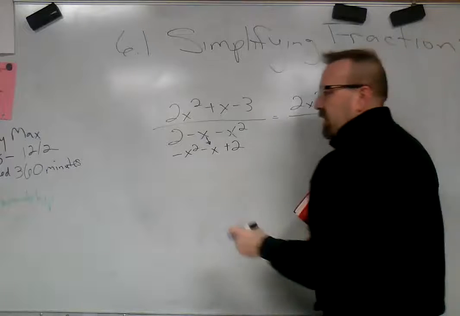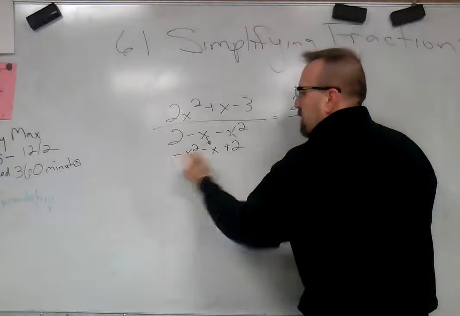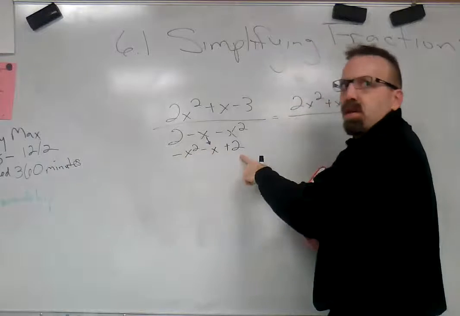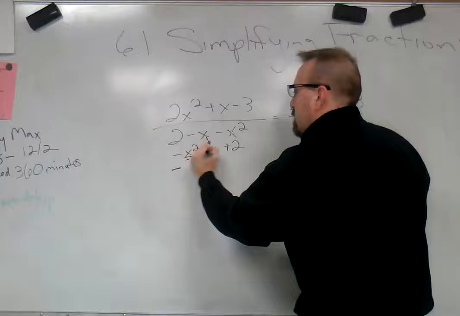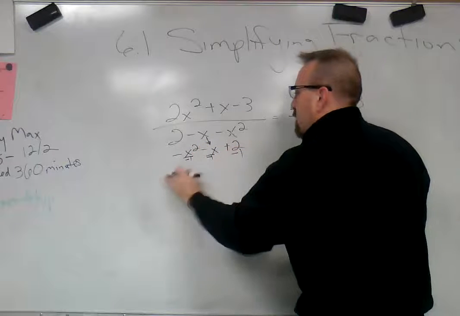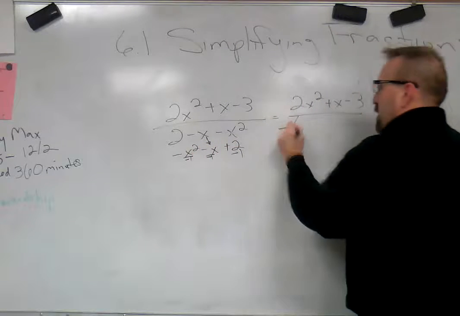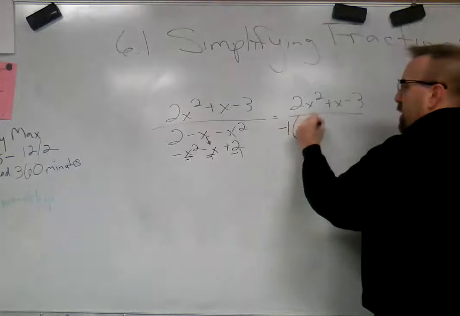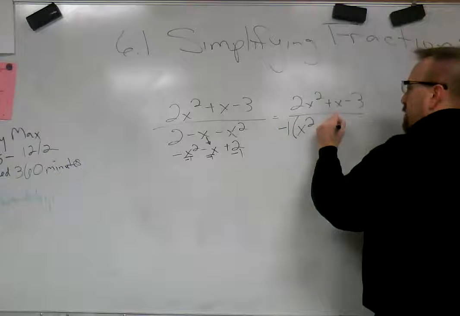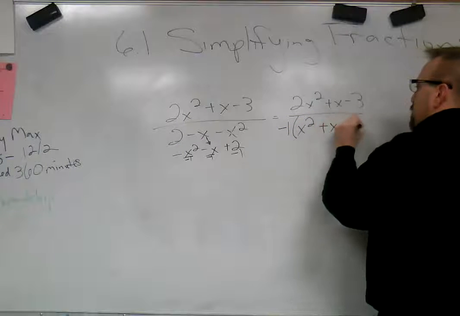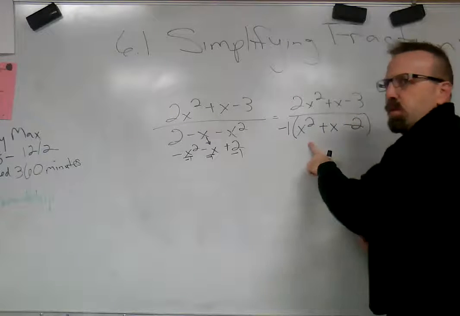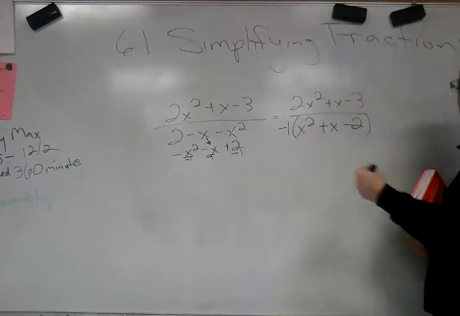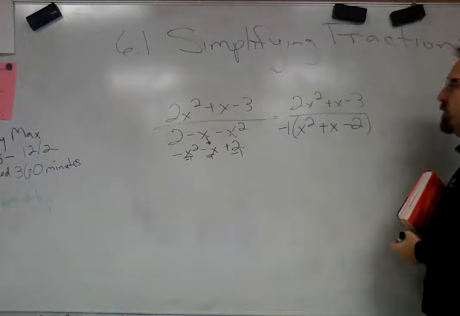We could factor it, but I think it would be easier if we took a negative 1 out of each of these, basically dividing each by negative 1. We would get negative 1, and then we have positive x squared plus x minus 2. This is going to be a whole lot easier to factor with this being positive. If our x squared is positive, it's just going to be much simpler to do.